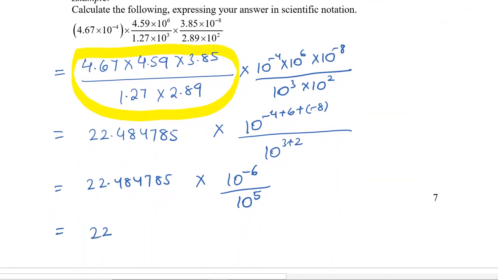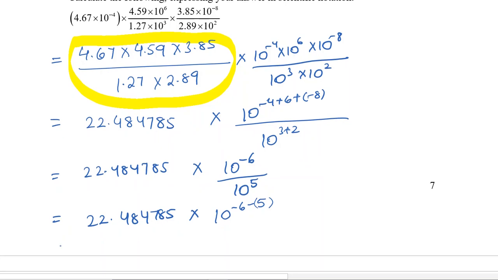Now we know another result: if the powers of 10 are separated by division, then the power that is in the denominator gets subtracted. So minus 5. Ultimately we get 22.484785 times 10 raised to power negative 11.